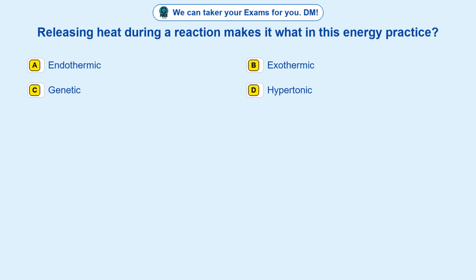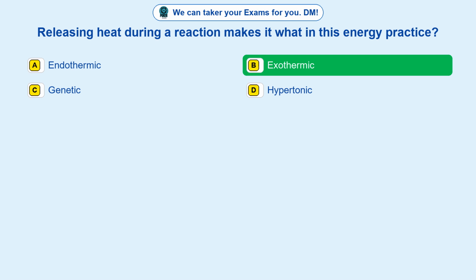Question 46. Releasing heat during a reaction makes it what in this energy practice? Option A, endothermic. Option B, exothermic. Option C, genetic. Option D, hypertonic. The correct answer is option B.